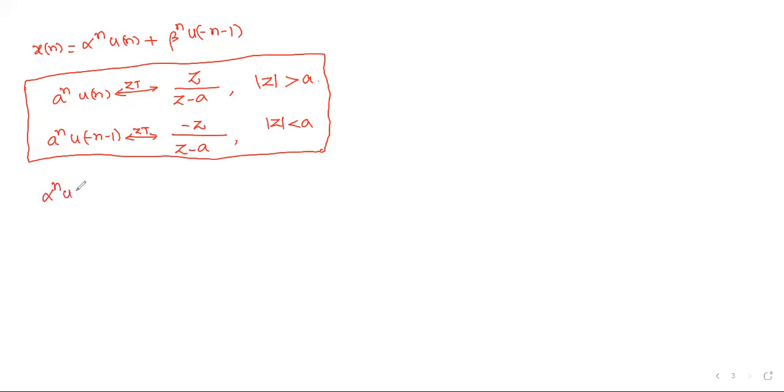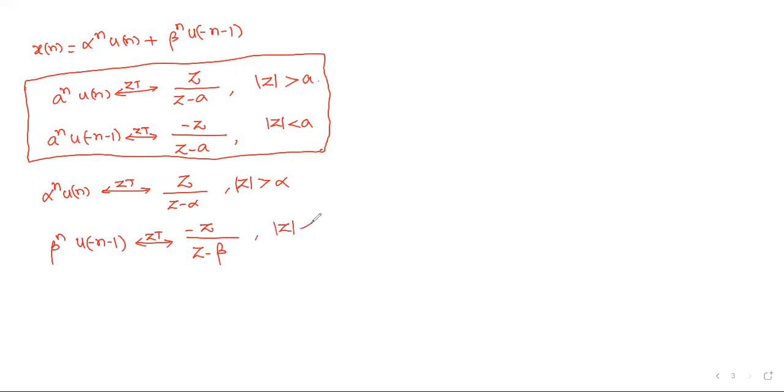Now, alpha power n u of n, the Z transform will become Z by Z minus alpha, where mod Z is greater than alpha. Beta power n u of minus n minus 1. For this one, the Z transform will become minus Z by Z minus beta, where mod Z is less than beta. Now, I know two Z transforms. Here we don't know the value of alpha and beta. So here we will consider three cases.